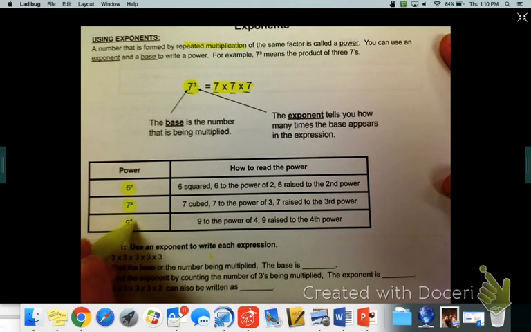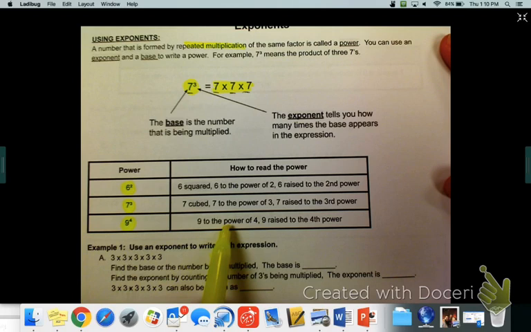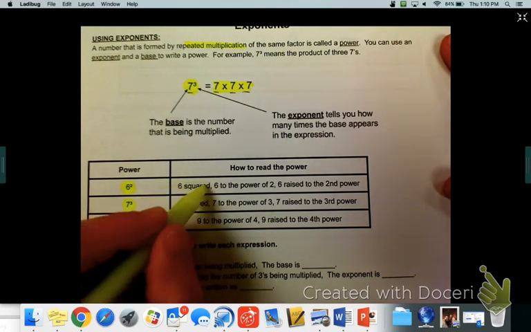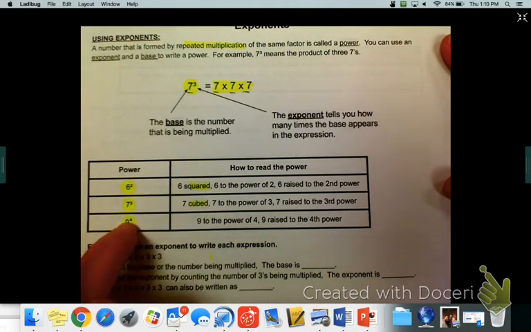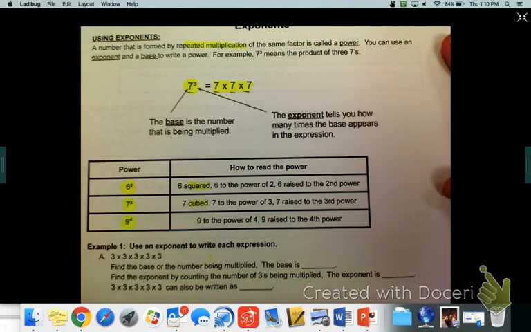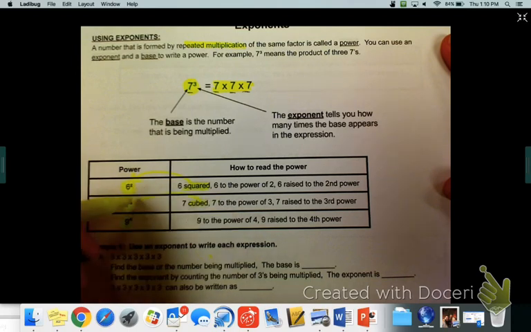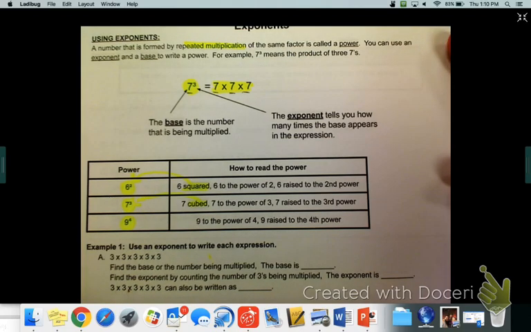In this power, I have a base of 9, an exponent of 4. So I would say it's 9 to the power of 4, 9 raised to the fourth power. There's no cubed or squared that goes with anything above 2 and 3. So 4 you just say to the power of 4 or raised to the fourth power. So squared matches the exponent of 2, and cubed matches the exponent of 3. Those are two that you will have to remember.